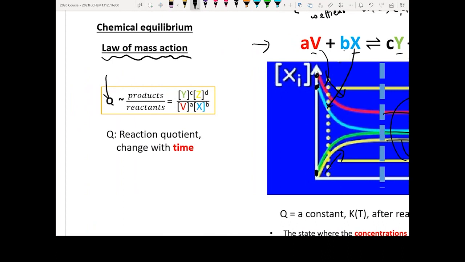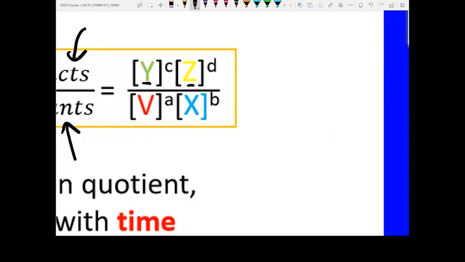We are going to define something called Q, the reaction quotient. We use the product concentrations raised to the c's power and d's power, which is their associated coefficient in front of it, divided by the same thing, but done with your reactants.